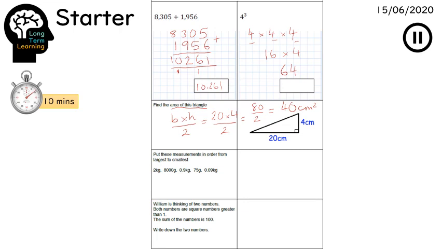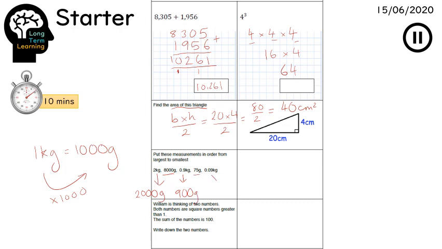Put these measurements in order from largest to smallest. Well, we've got to notice some are in grams, some are in kilograms. I'm going to change all of them into grams. How am I going to do that? Well, I've got to remember that 1 kilogram is the same as 1,000 grams. So 2 kilograms will be 2,000 grams. That one's already in grams. 0.9 kilograms, slightly trickier, but to go from kilograms to grams, we're timesing by 1,000. So that's actually going to be 900 grams.